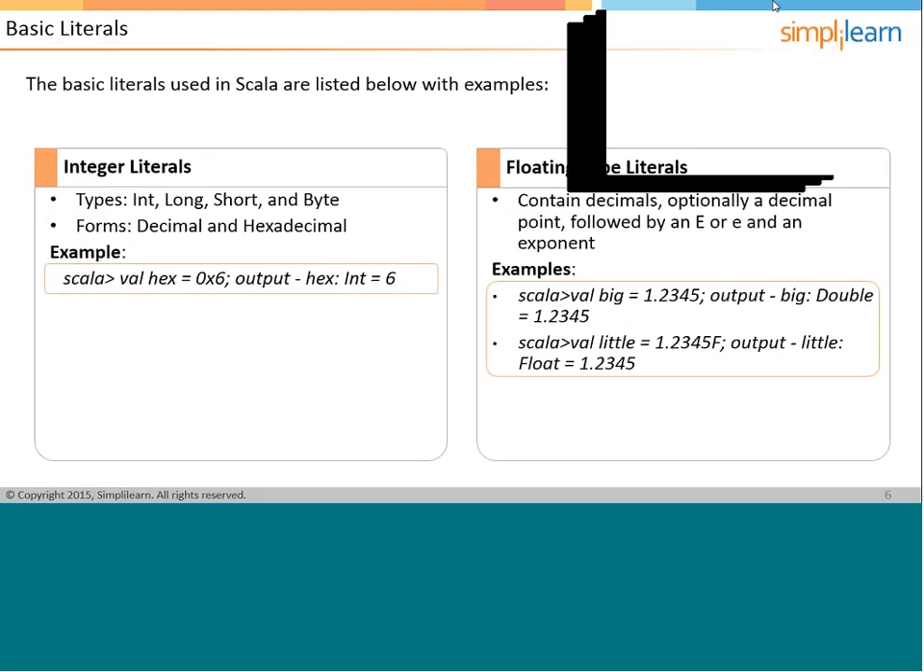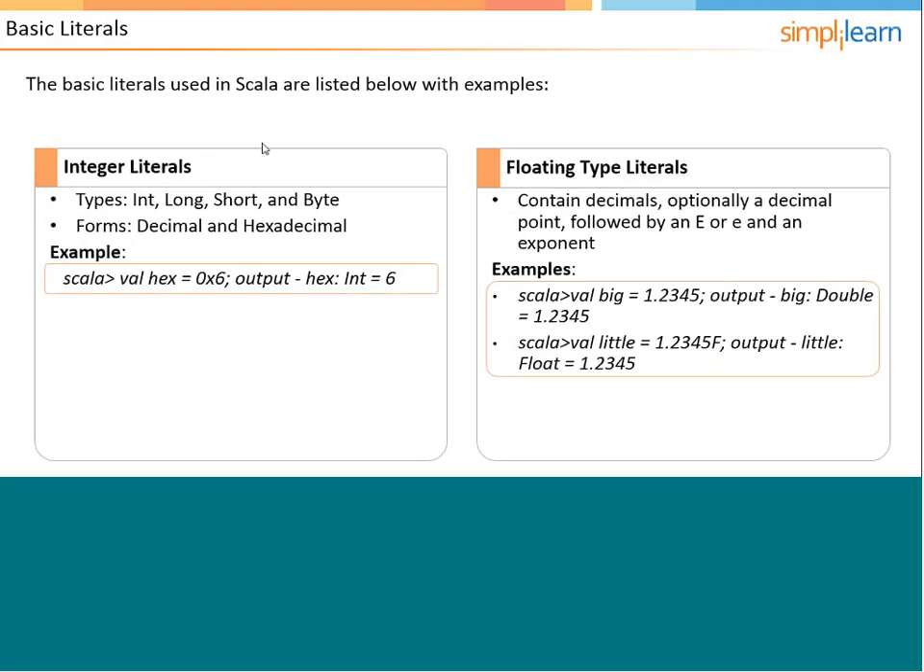Here they have given examples also: basic literals used in Scala are listed below with examples. So you have integer literals, for example int, long, short, byte. You type something and it will define whether it is an integer or a byte or short, or a float or double. As you can see here, you have defined this and it automatically infers the type. You have defined a value of 1.2345 and the output says double for this.